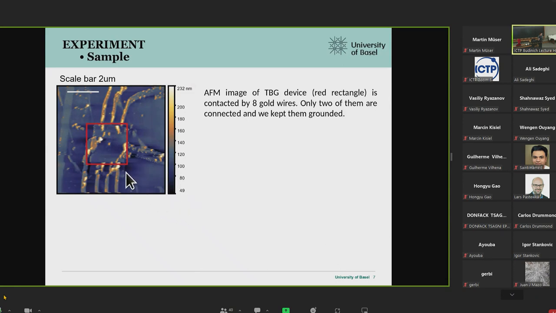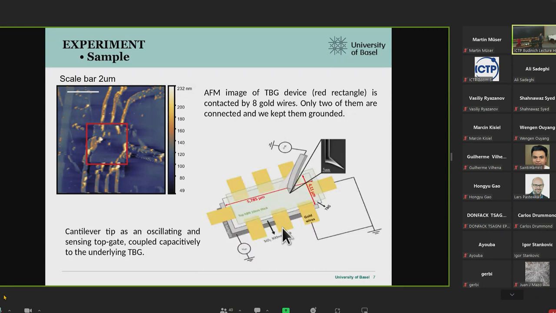This device, marked with this red rectangle, is contacted with 8 wires. You have 4 at the bottom, and this is 5, 6, 7, 8. And this is how it looks in schematics. Backgate voltage is applied to p-doped silicon. There is 300 nanometers of silicon oxide that couples our twisted bilayer graphene to the backgate. The sample is capped with 10 nanometers of hBN just to protect it. On top of it, we have our cantilever, which we can apply voltage to, but as I told you before, we keep it grounded. Source and drain we keep grounded at all times.